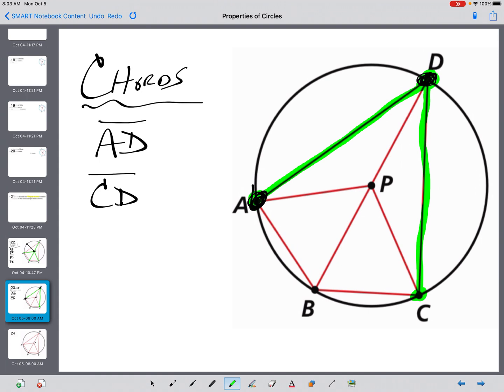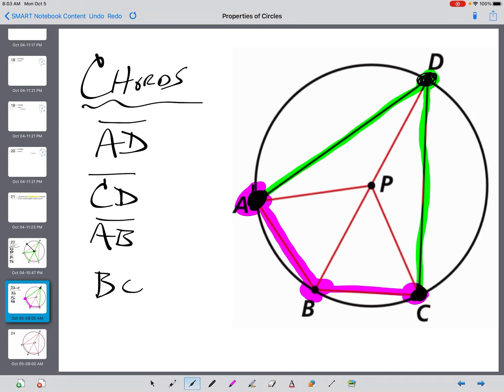Right here, you have AB. Okay, much shorter distance, but still, it touches one part of the circle and then moves to another part of the circle. So AB is also a chord. Okay, which means that BC is a chord as well. BC. Okay. And finally, a very special chord, okay, which we're going to talk about.